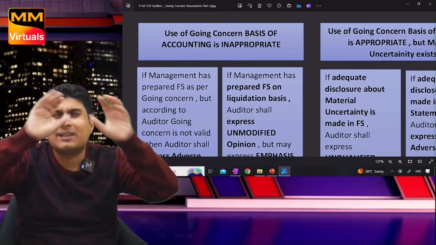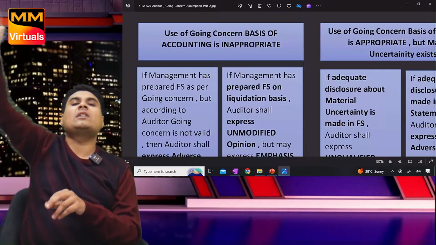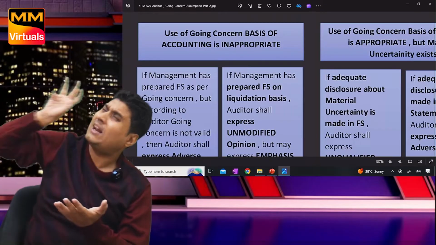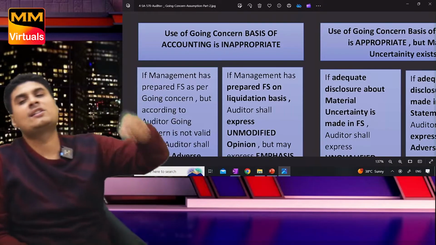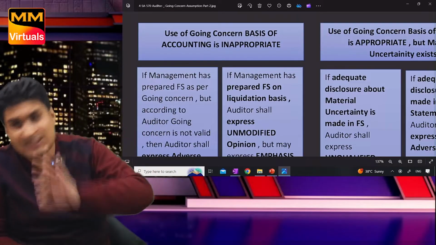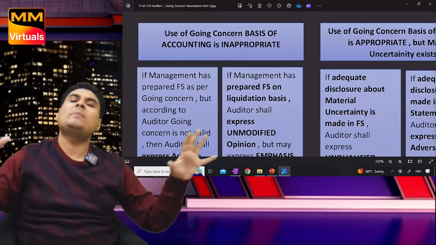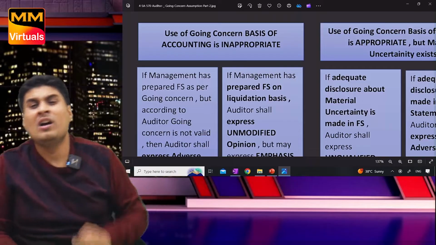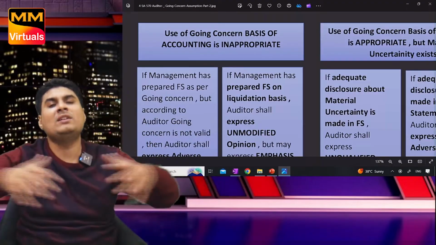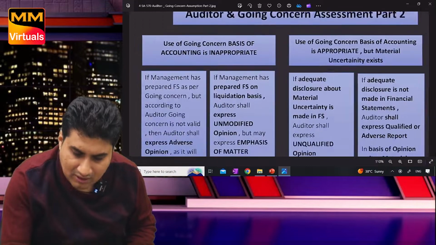If going concern is not valid, but management has prepared financial statements on liquidation basis, give an unmodified opinion, but in the emphasis of matter paragraph, emphasize that an alternate method of accounting is followed. But if it's invalid, and they have still prepared financial statements at cost, which is wrong, we will give an adverse report because assets, liabilities, everything is wrong. I hope it's clear.